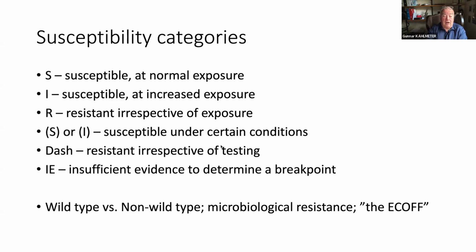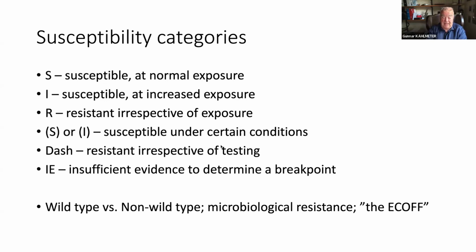The good thing is that R for resistant is resistant, just as before, irrespective of exposure. Then you need to know also that in the EUCAST table, some breakpoints are in brackets. And that means that they can be reported susceptible under certain conditions. And those conditions will be listed in a footnote beside the breakpoints.